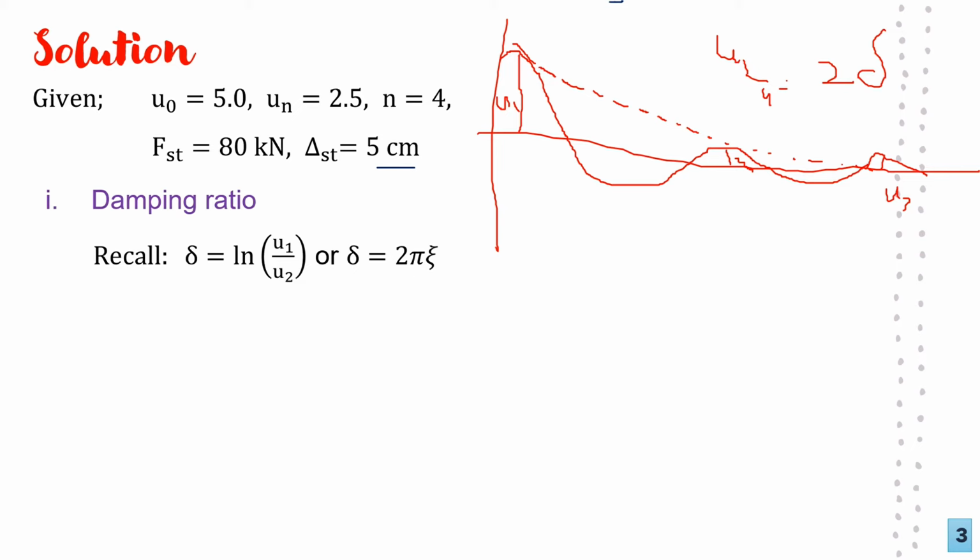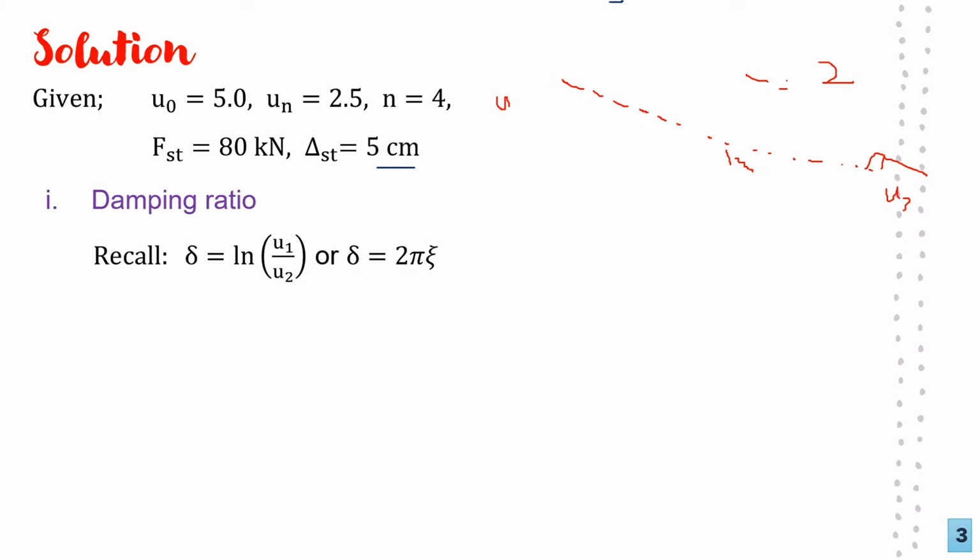So with that in mind, again, there are 2 expressions. This is one of them. The second one is where the logarithmic decrement is approximated using 2 pi times xi. Now this is what we are looking for, the damping ratio, xi.